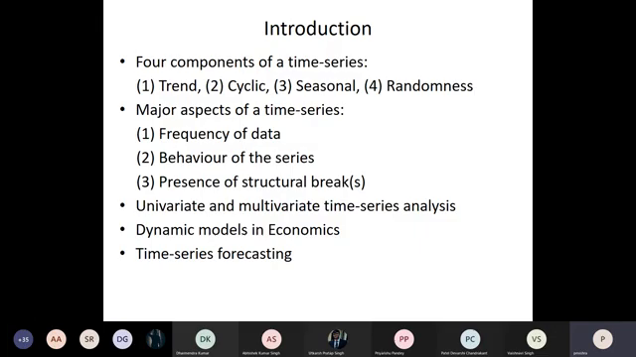And then time series forecasting. Basically using relationships over a period of time and forecasting for the future.